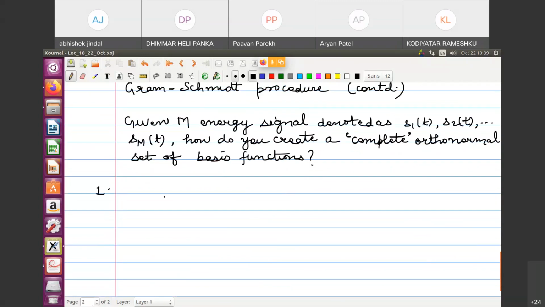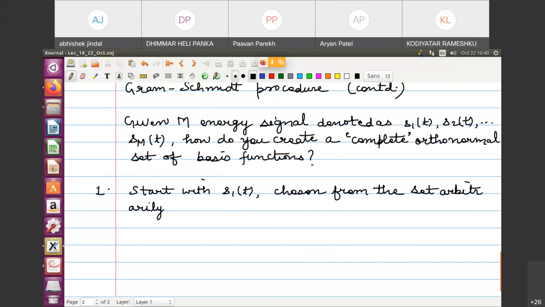The first step is to start with S1, chosen from the set arbitrarily. This is important to write. It means the first function which you consider can be any of the N functions. Let us say capital N is 4. So from 4 you can choose any function. You start with S1(t) chosen from the set arbitrarily, meaning you can start with any function.